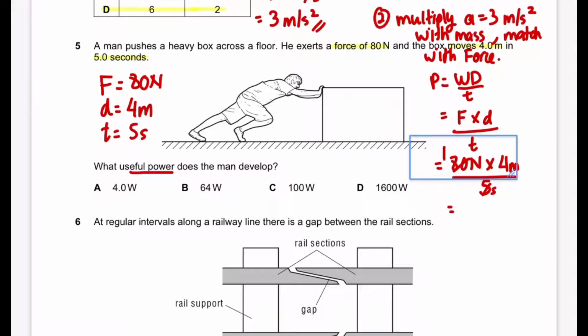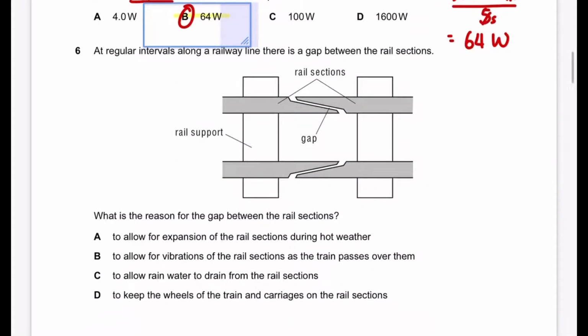Okay, let me manually write this down first. Okay, 16 times 4 is 64. Power is in the form of watts, in the units form. So the answer is B, 64 watts. Alright, let us move on to question number 6. Question number 6.